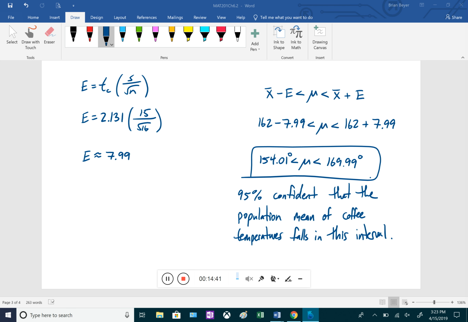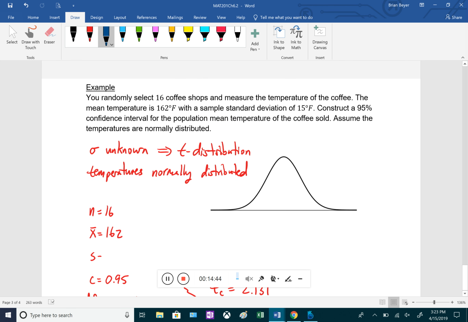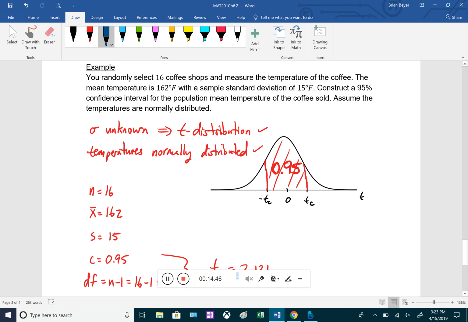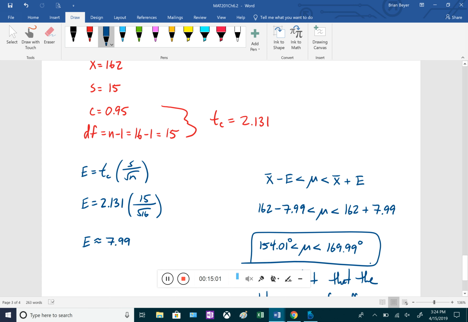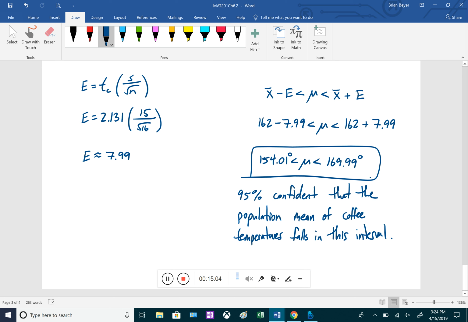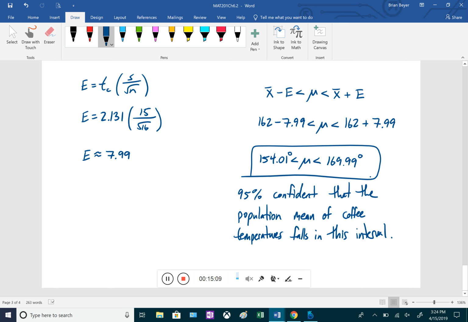So we had a sample of 16 coffee shops. We measured the temperature of all 16. We calculated the mean of 162. We calculated the standard deviation of that sample, which was 15, and we wanted to construct a confidence interval for the population mean. So we did that and found that the population mean is between 154 degrees and about 170 degrees for all coffee shops. Okay, so pretty similar to what we've already done, except we just have to find that t value just a little bit differently using that t table.